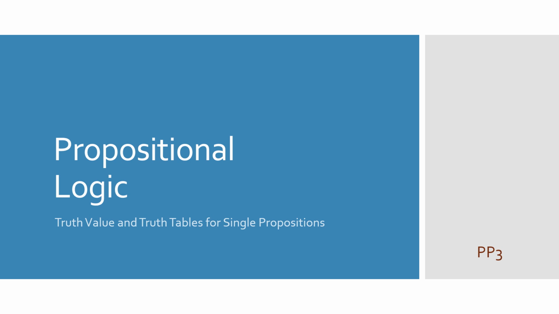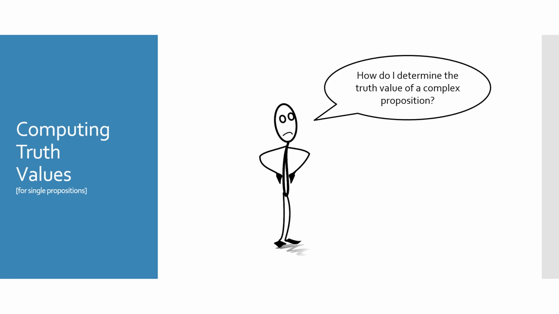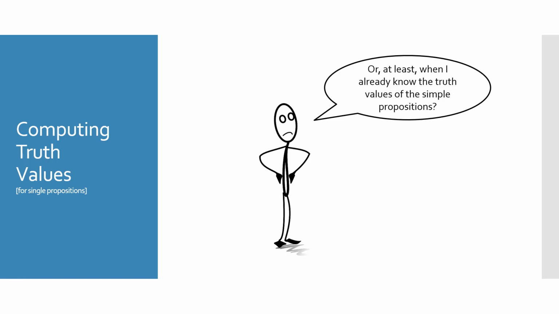In this video, we'll be talking about the truth value for a single proposition and ultimately how to construct a truth table for propositions. So the first step in all this is to figure out how I determine the truth value of a complex proposition or a single proposition when I at least already know the truth values of all of the simple propositions out of which that complex proposition is made.